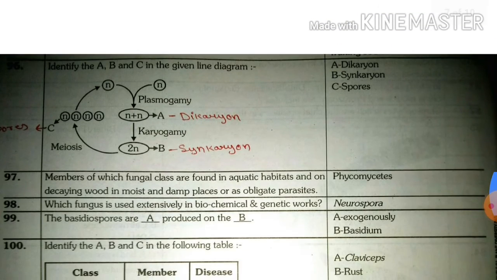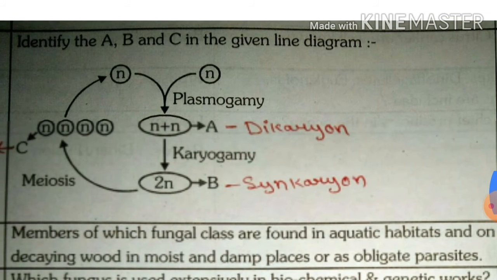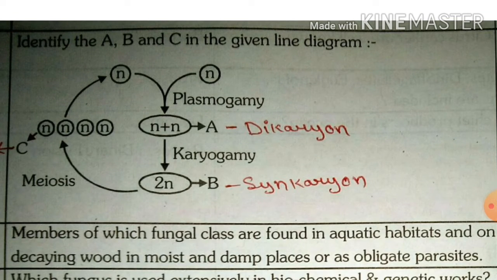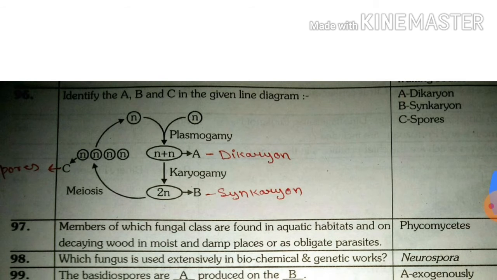Next, you can see this diagram. Here, this first one, A, is dikaryon. First is plasmogamy, then karyogamy, then meiosis. You already have read this earlier. And this n plus n is dikaryon, and 2n, this is synkaryon. And this one, n, is spores. You can take the screenshot.